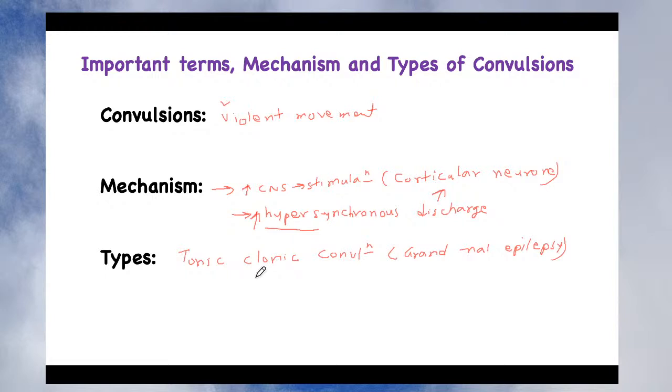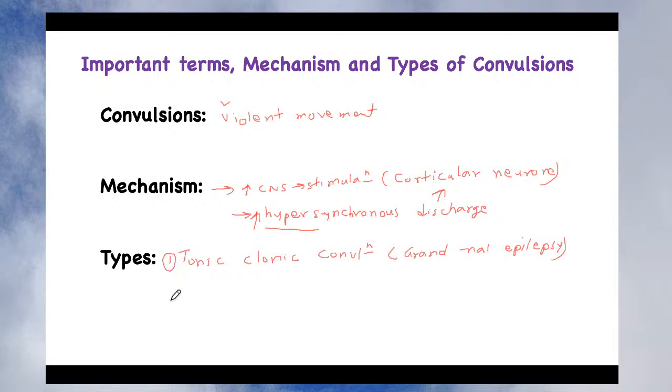It is of two types: one is the tonic, and the second is the clonic convulsive movement. This is followed by headache, drowsiness, and confusion. The patient also sometimes shows frothing, that is excessive salivary secretion from the mouth, and also shows micturition and defecation. So these are the symptoms of tonic-clonic convulsion, also called grand mal or the major type of epilepsy.